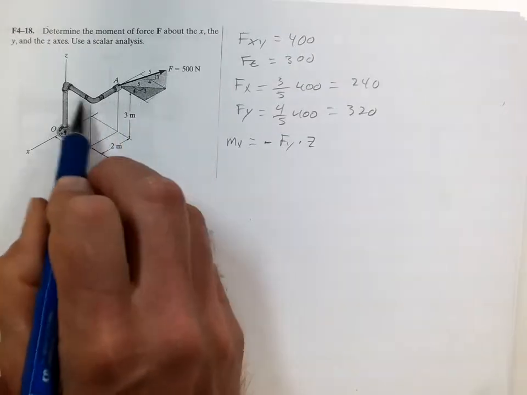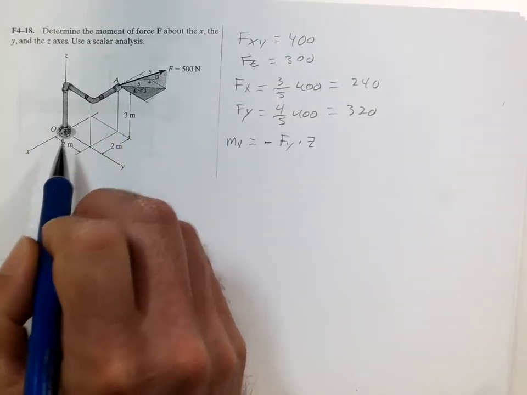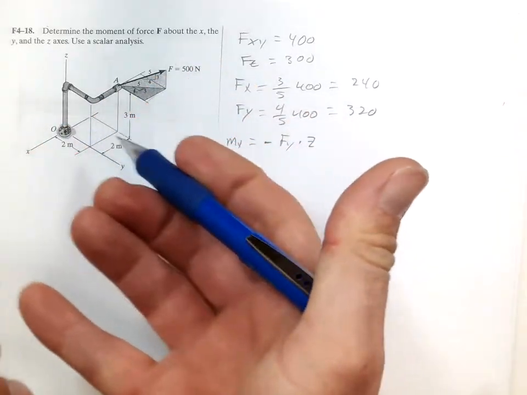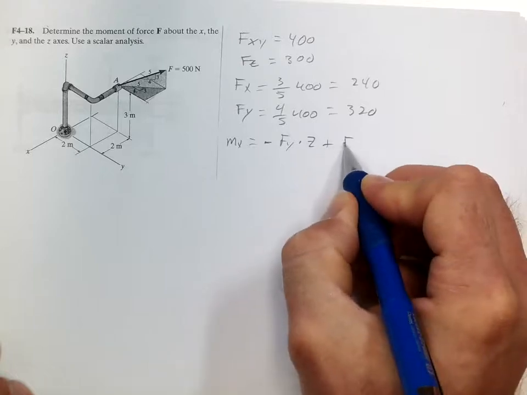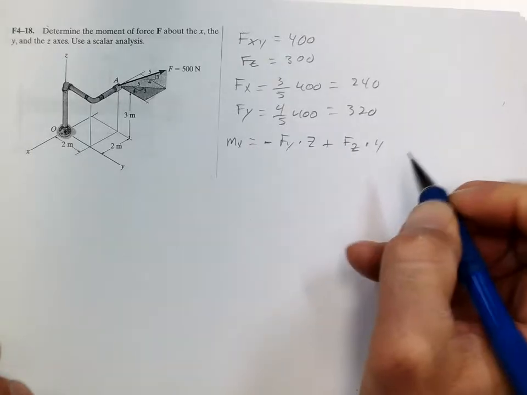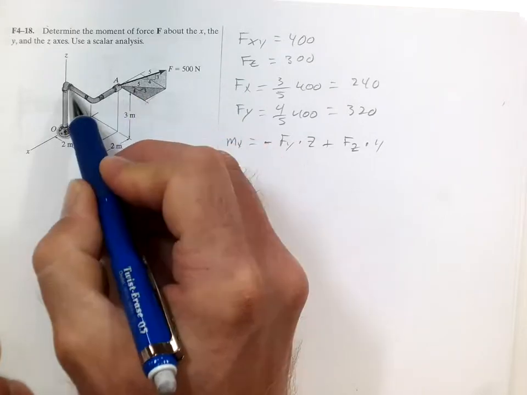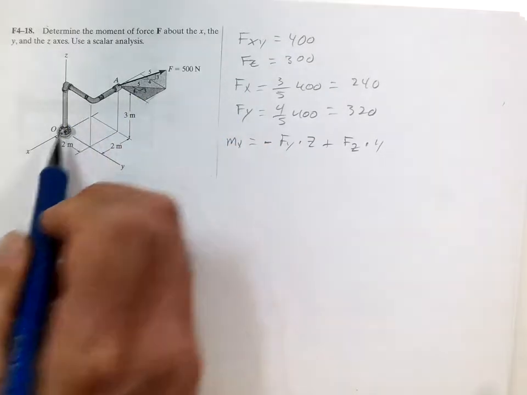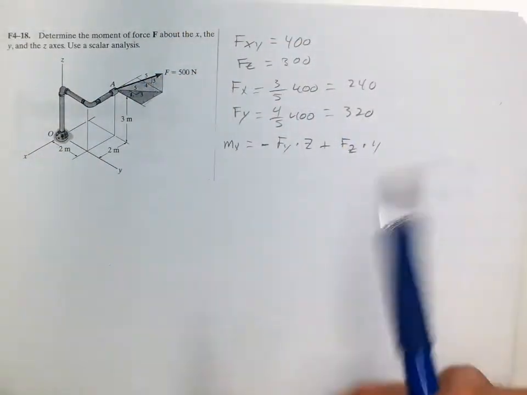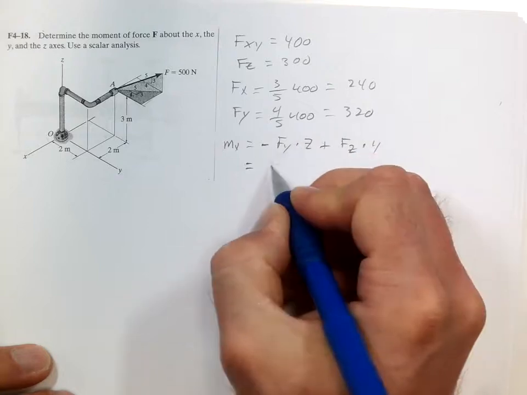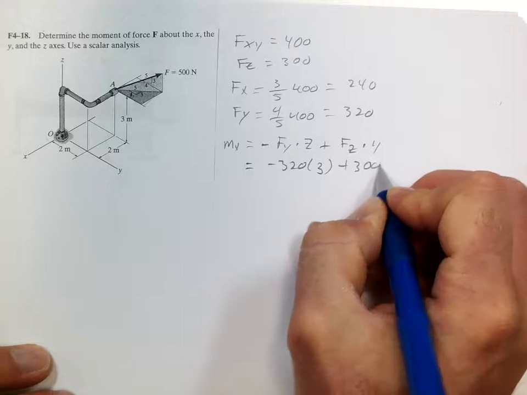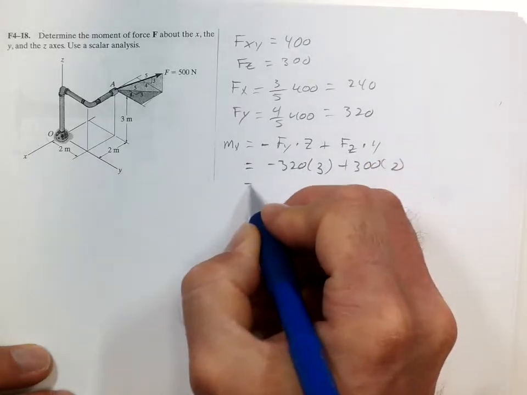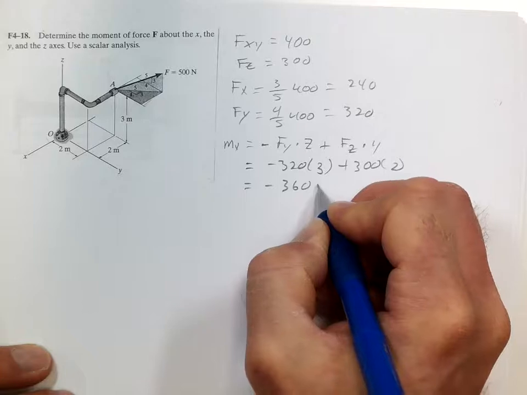Fy will cause rotation this direction, which if you do the right hand rule would be negative. So negative Fy times z plus Fz times y. And so the force up times the y direction will cause rotation this way, making it positive. So we have negative 320 times 3 plus 300 times 2, and that equals negative 360 Newton meters.